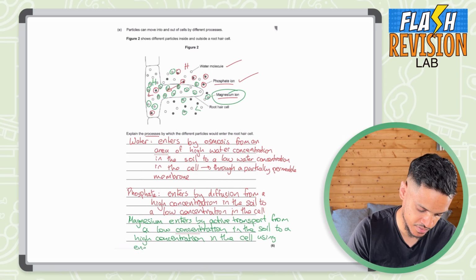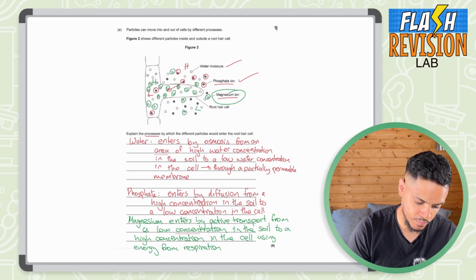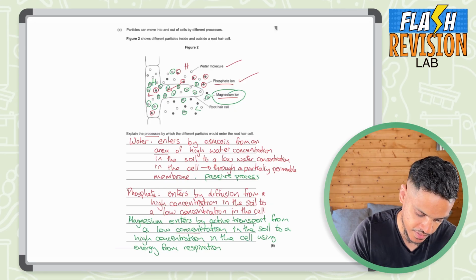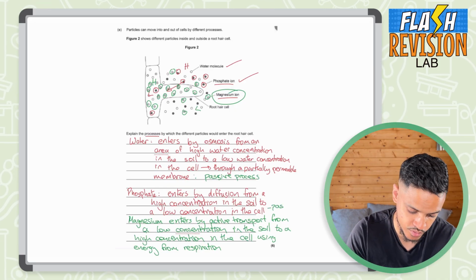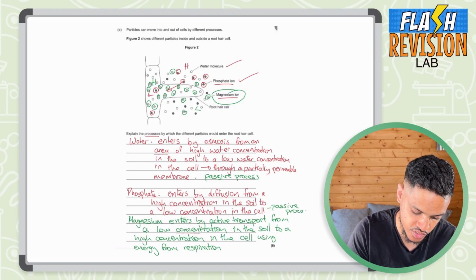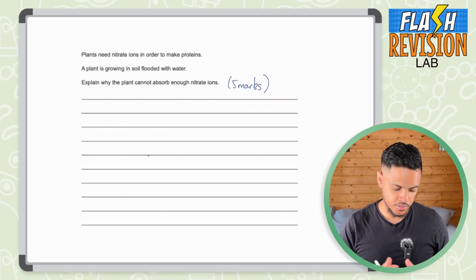The other 2 are passive processes. So maybe that's an extra point that we could put for water and phosphate. It's a passive process. For phosphates, because it's diffusion, that's also a passive process. A passive process means it doesn't use energy. There we go. All right, let's look at this question here.